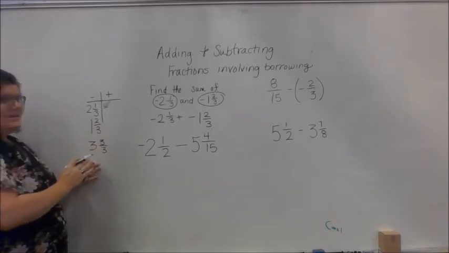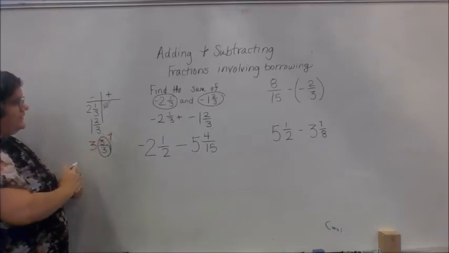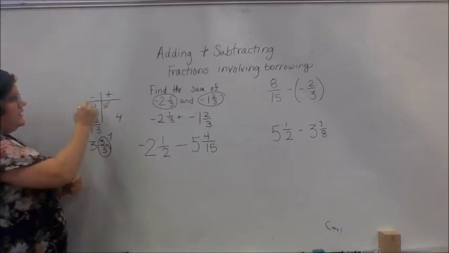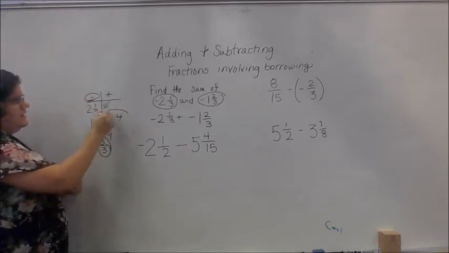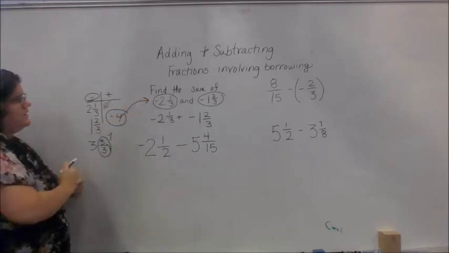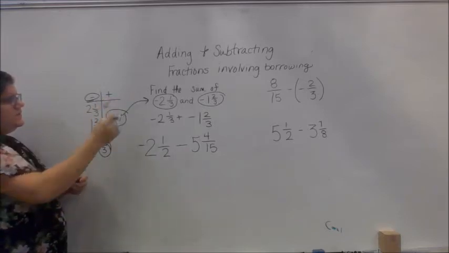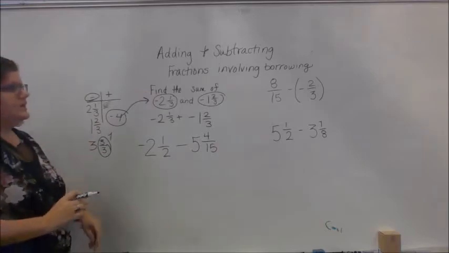This answer is not in simplest form because 3/3 is another whole. So the answer to this question is actually 4. And then we need to make sure we go back and assign the value if it's negative or positive. So the sum of negative 2 and 1/3 and negative 1 and 2/3 is negative 4.